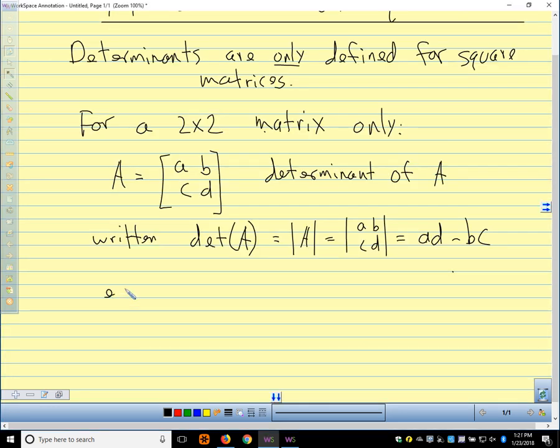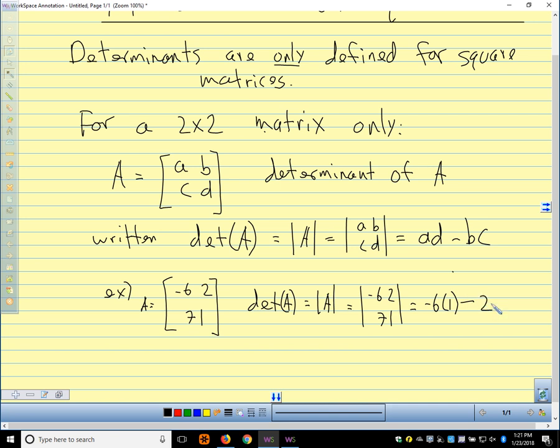So for example, if our matrix is -6, 2, 7, 1, the determinant of A, which is the same as this, which is the same as this, is -6 times 1 minus 2 times 7. So this is -6 minus 14, which is -20.